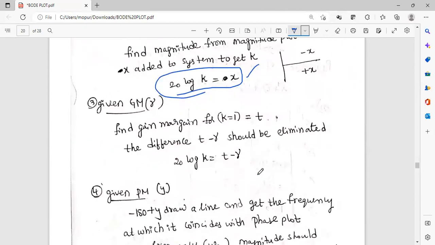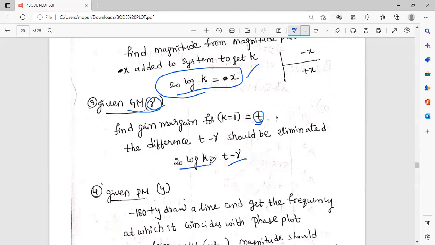Then, given the gain margin. What is gain margin? Gain margin is the difference in the magnitude at the phase crossover frequency. So, you find the gain margin for the k equal to 1 system. The actual gain margin you should get is the given one. So the difference should be eliminated. So equate this difference to 20 log k.